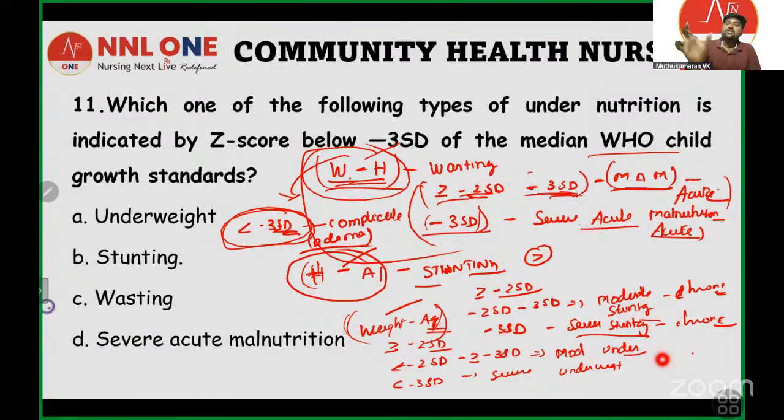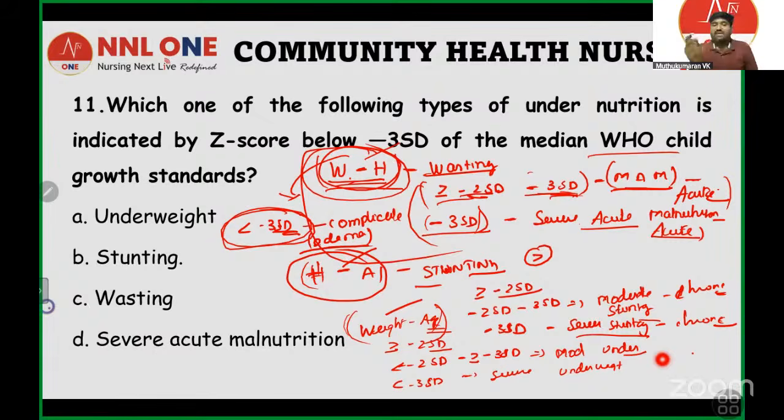So never confuse here. Weight for height is like, for a particular height the child has to meet the weight. Okay, and if it is not, then we are naming it as wasting. Here we are having minus 2 SD. If it is greater than minus 2 SD in every component, irrespective of whether it is weight for height or height for age or weight for age, we are naming it as normal.